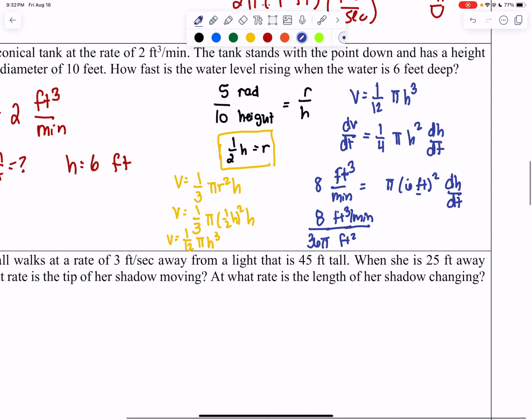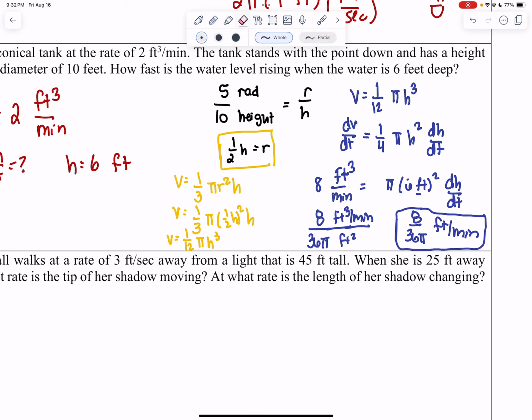So my final answer is 8/36 pi feet per minute. Of course, you can simplify the 8/36 by dividing by 4. So that's going to be 2/9 pi feet per minute, which is going to be dh/dt whenever h is 6 feet deep. Yay.